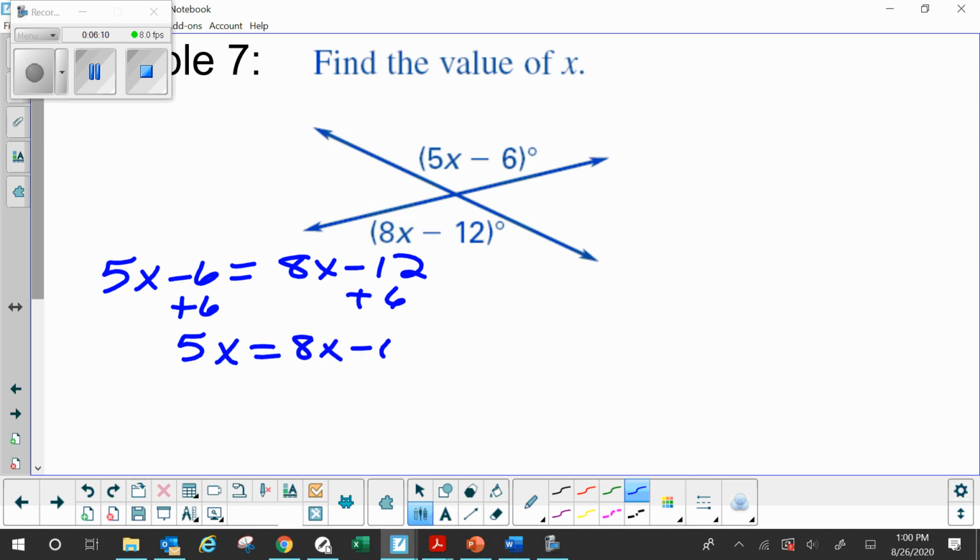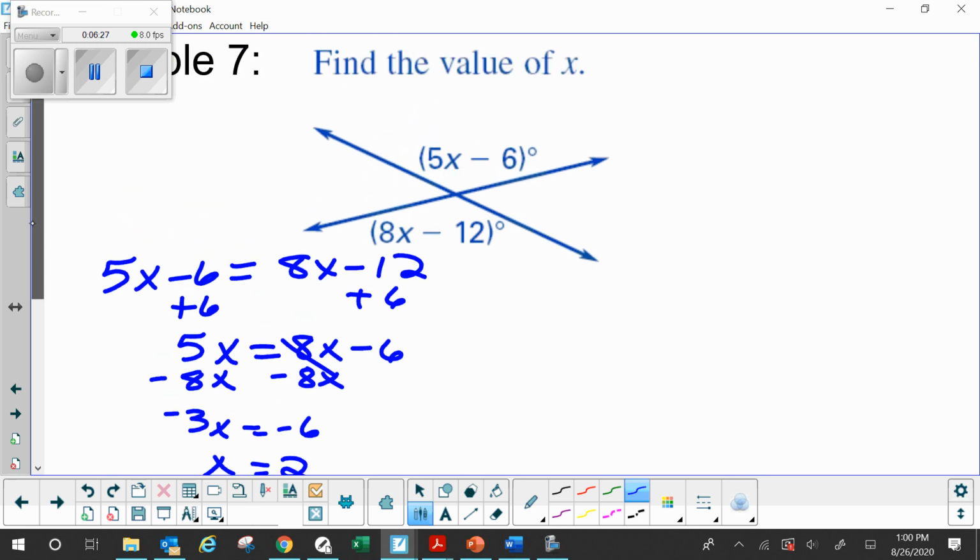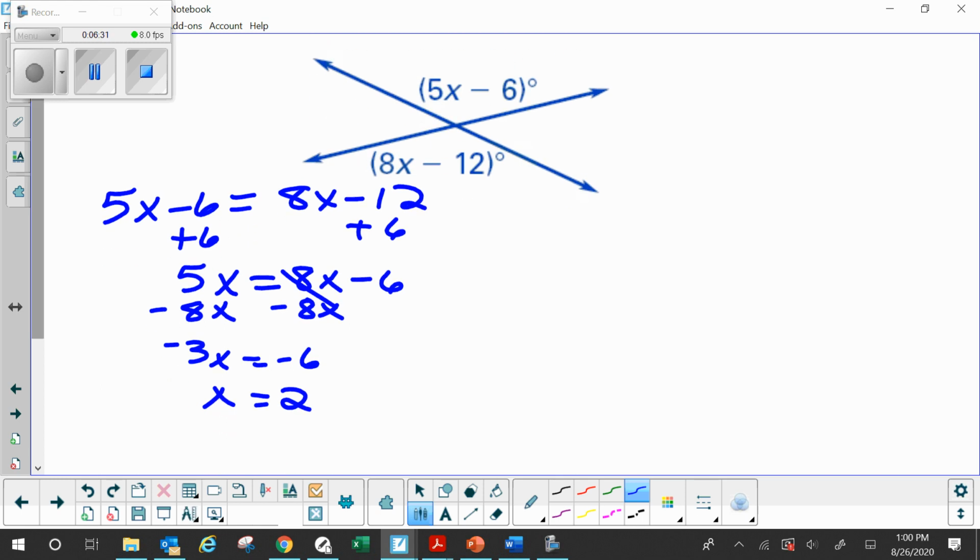Negative 12 plus 6 is negative 6. Subtract 8x, subtract 8x. You get negative 3x equals negative 6. Divide by negative 3, you get x equals 2. Your directions just said find the value of x. So you're done. X is 2.